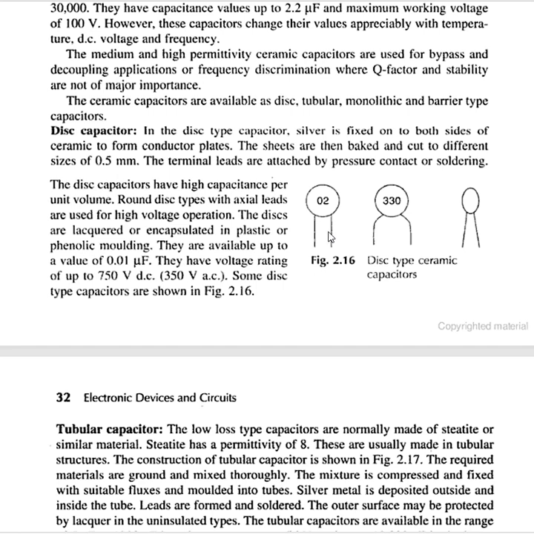Round disc types with axial leads are used for high voltage operation. The discs are lacquered or encapsulated in plastic or phenolic molding. They are available up to a value of 0.01 microfarad. They have a voltage rating of up to 750 volt DC. Some disc type capacitors are shown in the figure.